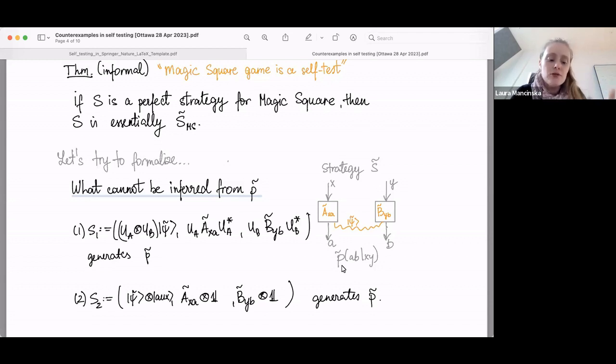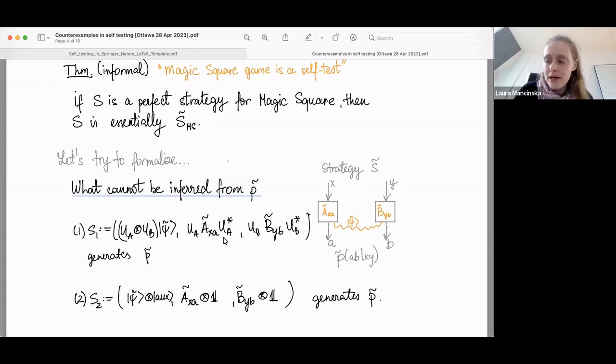Okay, so the best we can do is only identify the strategy up to these transformations. The first transformation is that you can locally change the basis for Alice and Bob. More formally, I apply some unitaries U_A tensor U_B on my state, and then conjugate my measurement operators with the same unitary. When you compute the correlation this generates, U cancels out with its dagger, and you get the same correlation as was generated by this strategy S tilde.